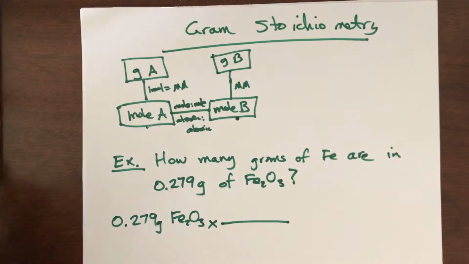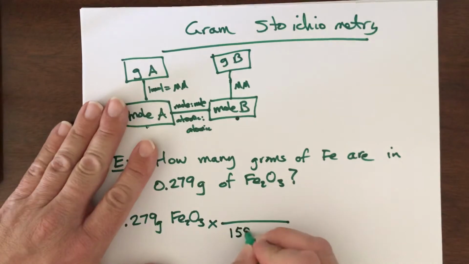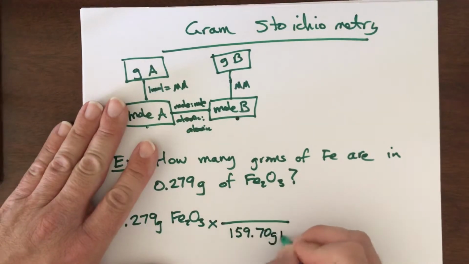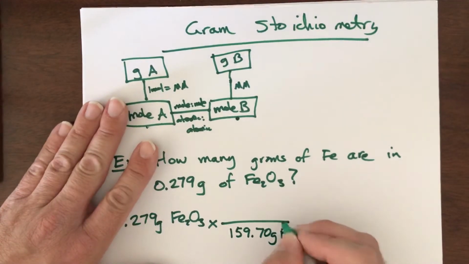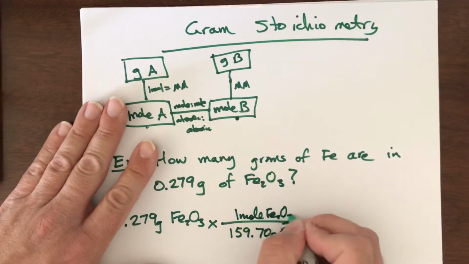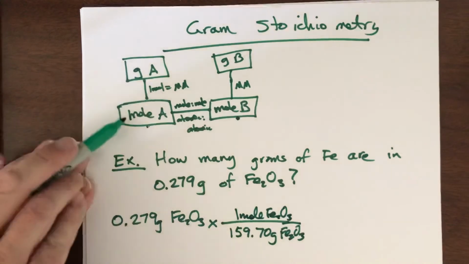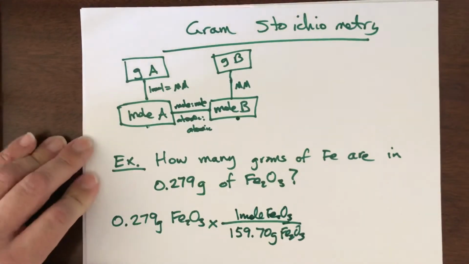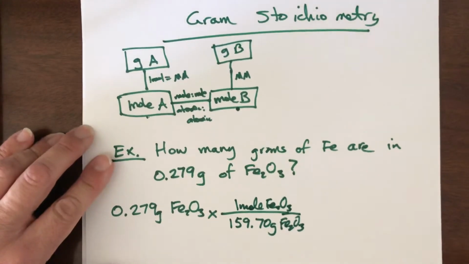That's 159.70 grams of Fe2O3 in every 1 mole of Fe2O3. All right, so now we've done the first step, grams to moles. Anytime you're stuck on a stoichiometry problem, the first step is always grams to moles, no matter what.